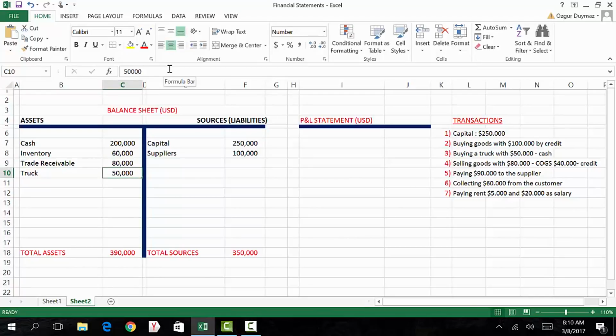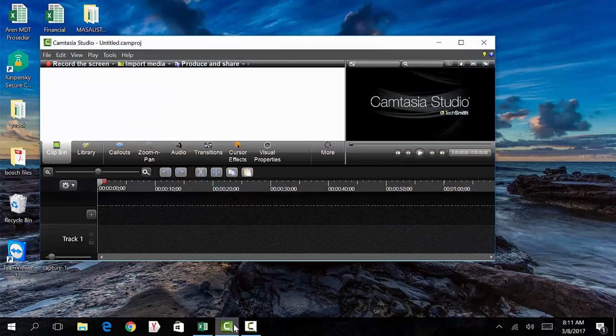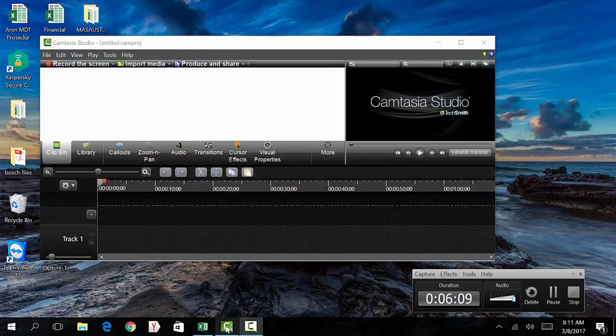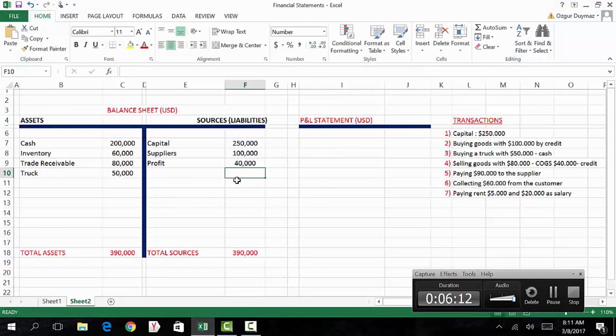And if you look at the total assets and total sources or liabilities, they are not equal. What about $40,000? That's the difference. What should we do? What is this? How can I describe it? Yes, I'm hearing you. It's a profit. Now they are the same.